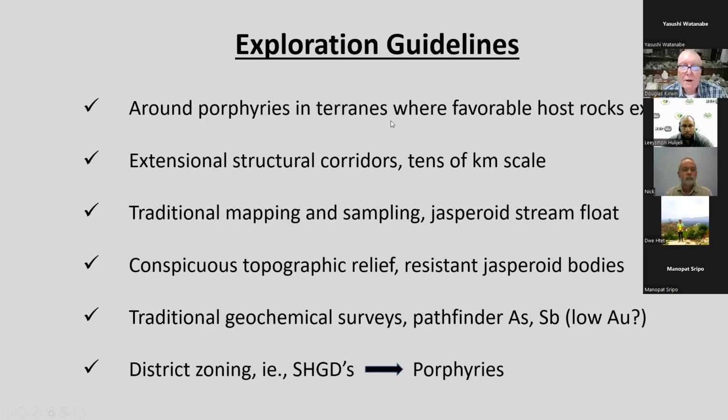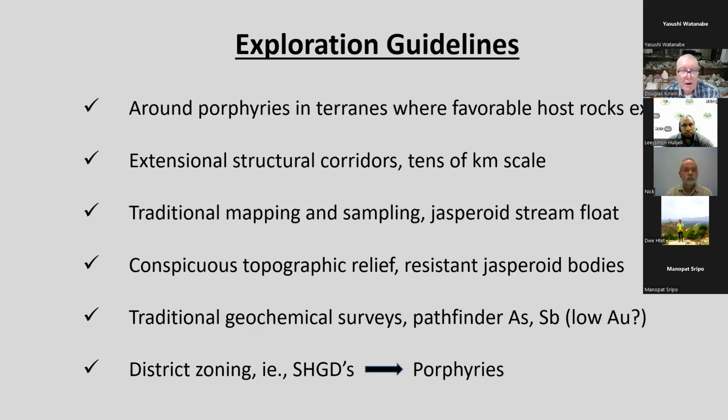So some exploration guidelines as to how you might go about this. I mentioned the possibilities of porphyries and not only carbonate hosted mineralization, but sediment hosted gold mineralization, provided there are favorable host rocks in the stratigraphy. They tend to occur in structural corridors, perhaps tens of kilometres of scale. And in a tropical environment, the techniques of traditional mapping and sampling and stream float, you would be looking for both jasperoid float and perhaps evidence of porphyry copper mineralization.